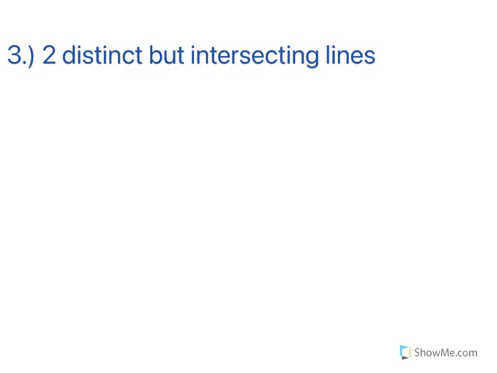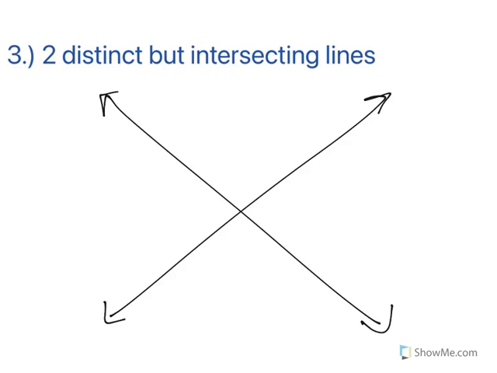2 distinct but intersecting lines. So if I have this line, that's one distinct line, and then I have this distinct line, we can see that they intersect at that middle point there. So this helps because no matter which way we go, right, we have ourselves 2 lines intersecting at one spot, creating kind of the surface of a plane.